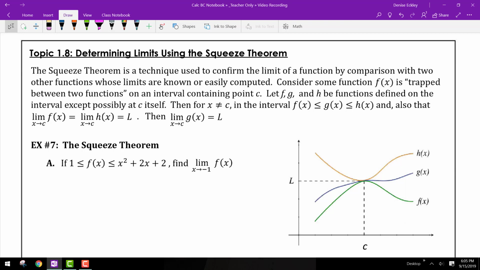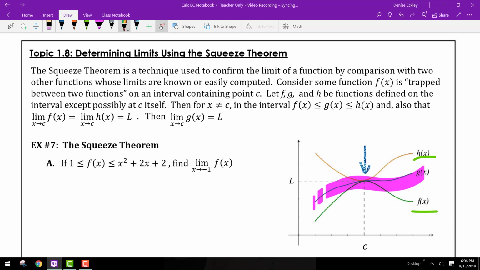We can trap the limit that we don't know in between the two functions on some interval containing c, the point where we're trying to find the limit. What this does is, as in the picture here, if we know f and h very well, and we squeeze g in between them at some particular point c, they have to have the same limit because they all meet at that point.